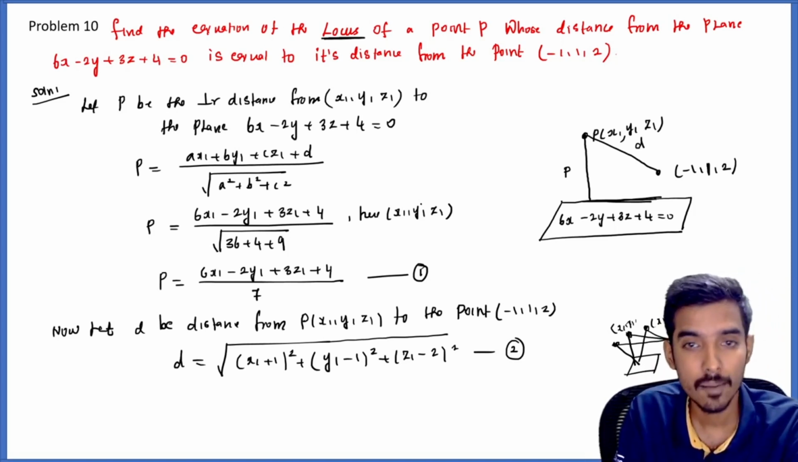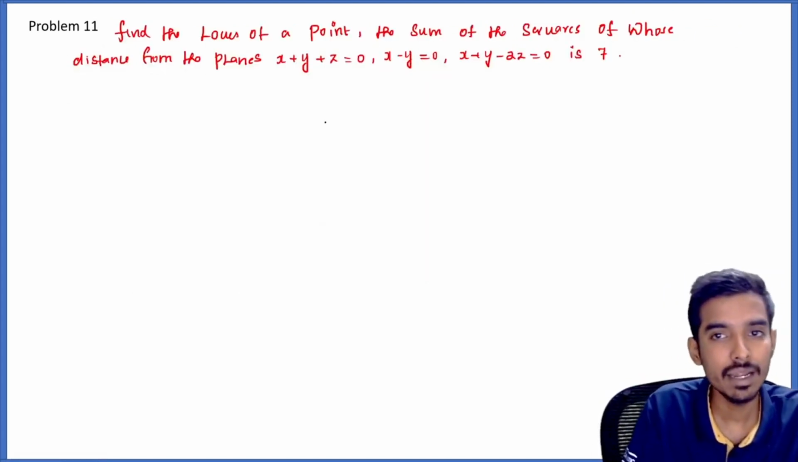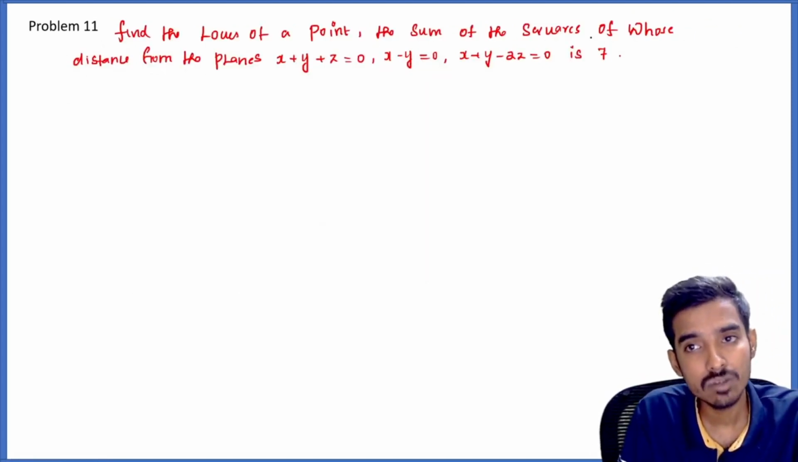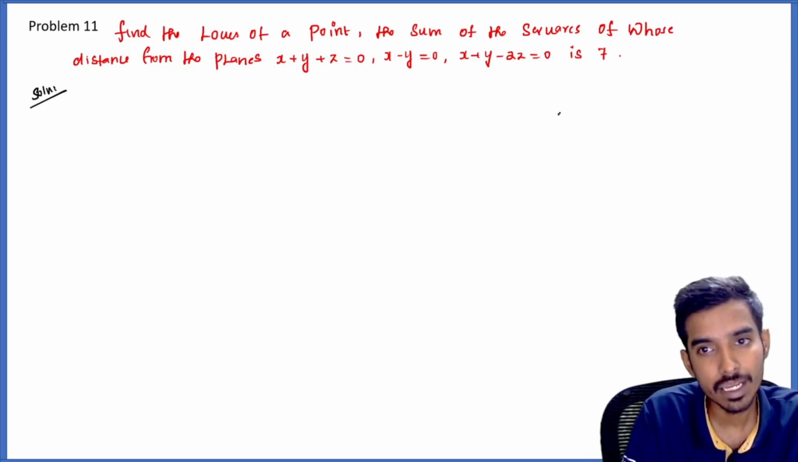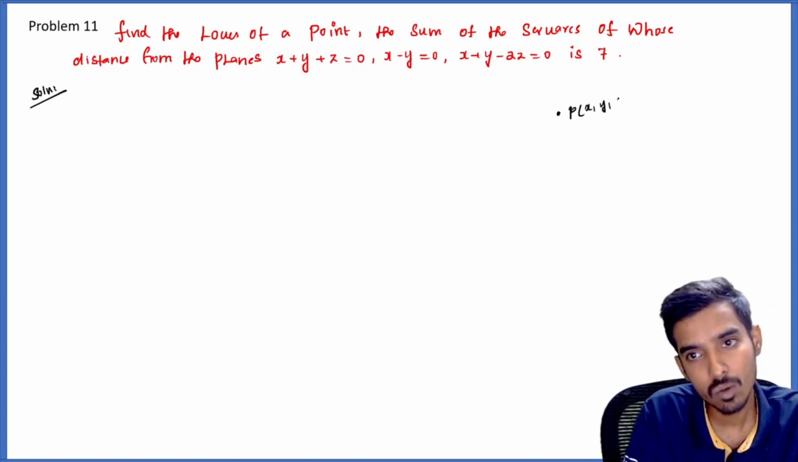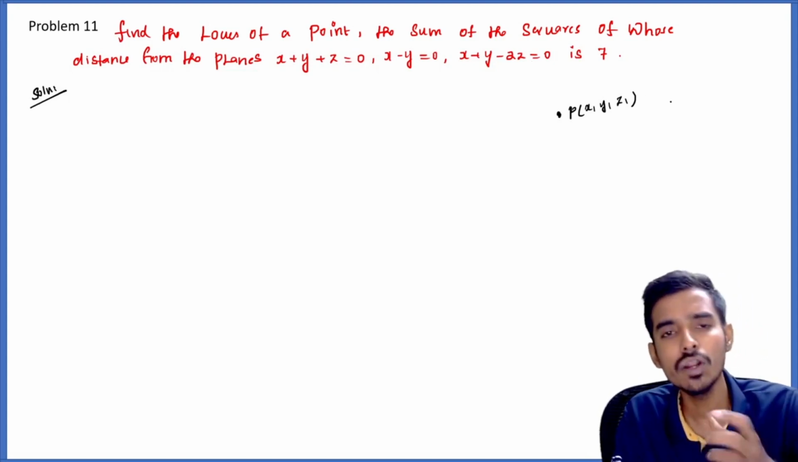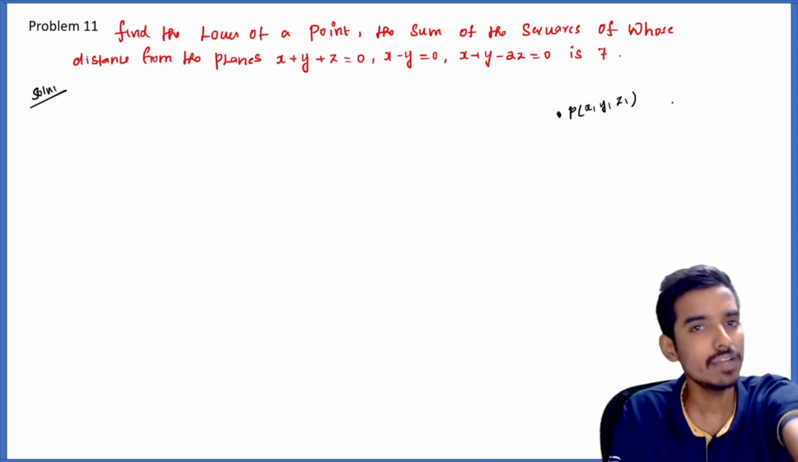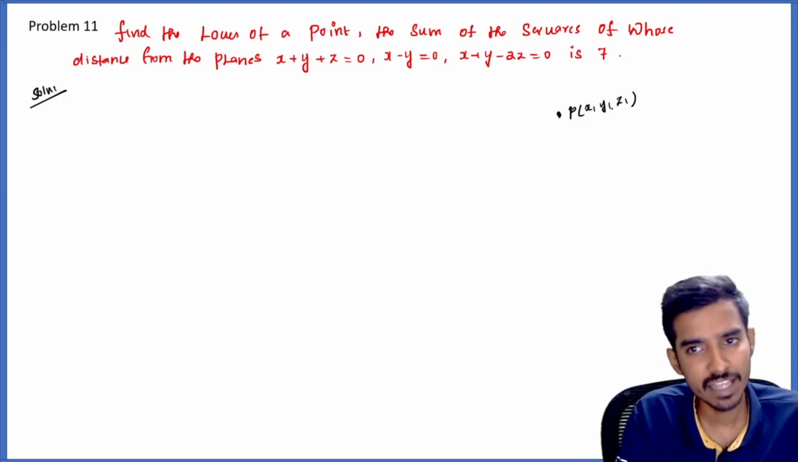I'll move on to the 11th problem. Again, the 11th problem is the same as this. So find the locus of a point such that the sum of the squares of whose distance from the plane is 7, right? So we need to find all those points P, the locus of a point P. So let that locus be x1, y1, z1. There can be many x1, y1, z1 that satisfy this condition. You don't need to list out all those x1, y1, z1. You tell me the equation that those x1, y1, z1 will satisfy. That is called locus, right? So P is x1, y1, z1.